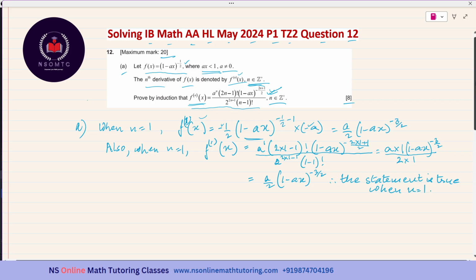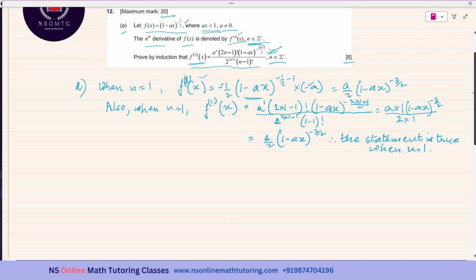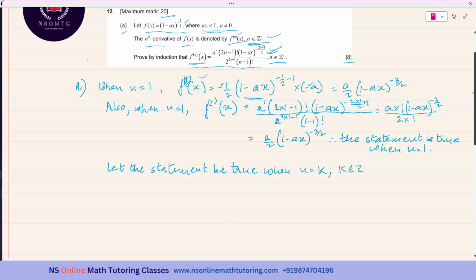Okay, this is the usual format. We first of all prove the statement to be true when n has the smallest possible value for the set that has been given, and then we assume that it is true when n equals k. So let the statement be true when n is equal to k. k is any positive integer.